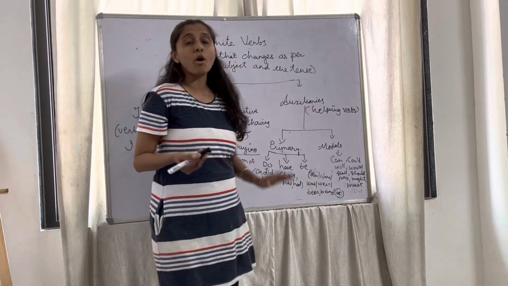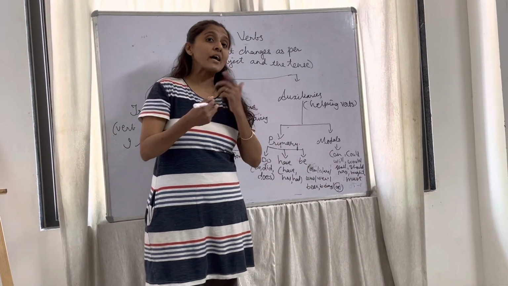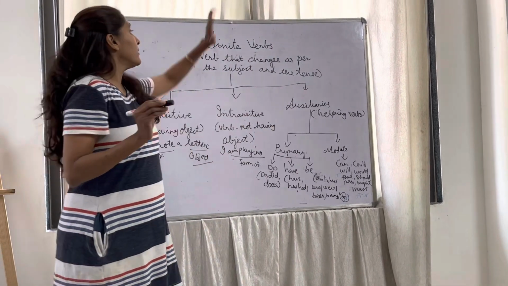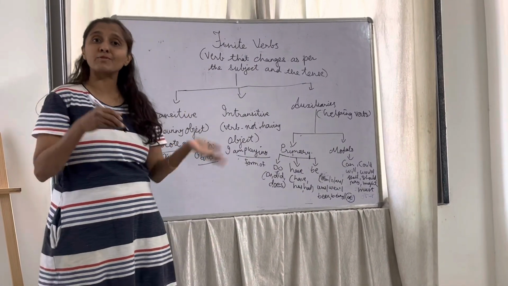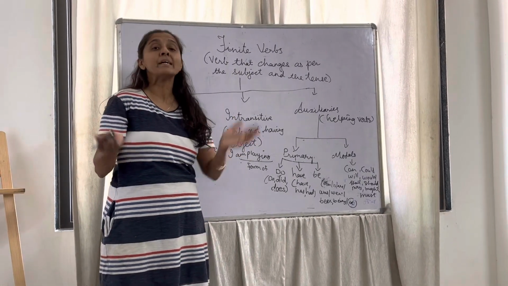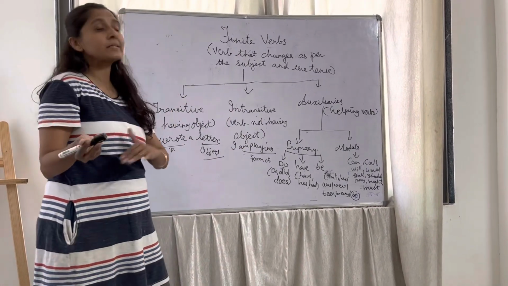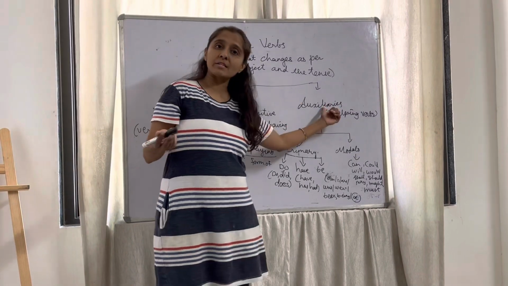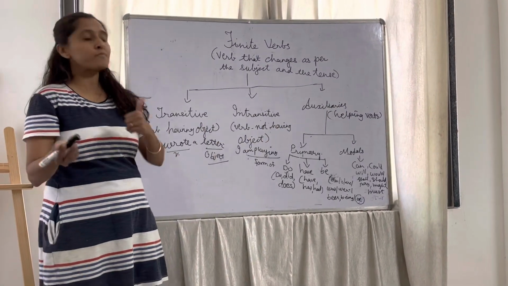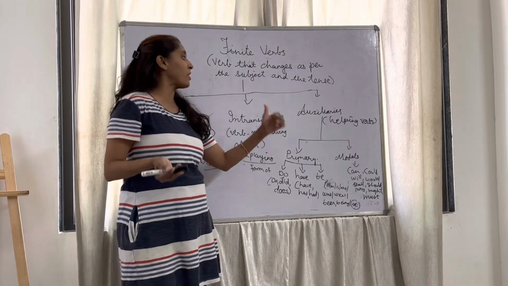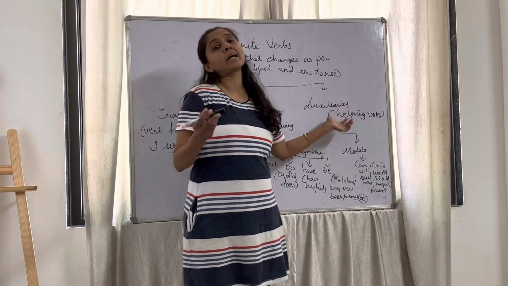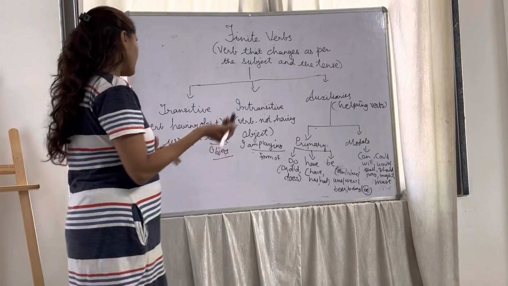So, these are the auxiliaries, right? Again, we are going through the forms of the finite verb. A finite verb that changes as per the subject or the tense is called a finite verb. There are three categories: transitive, intransitive, and auxiliaries. A verb that is having an object is called a transitive verb. A verb without an object is called an intransitive verb. And auxiliary verbs are the helping verbs.